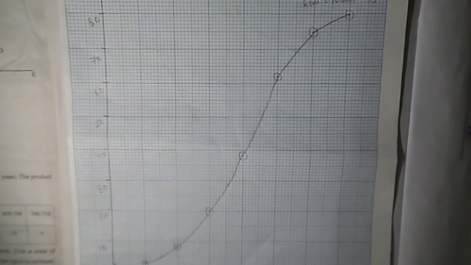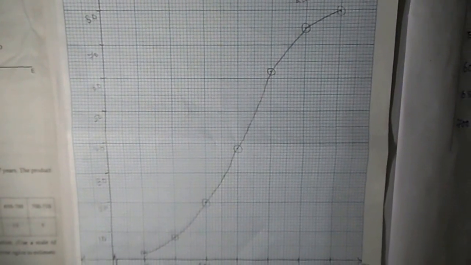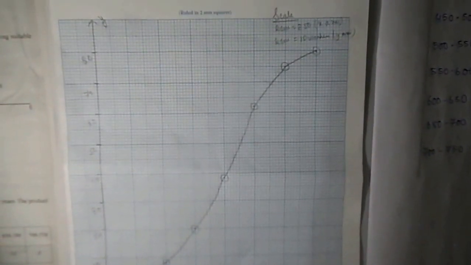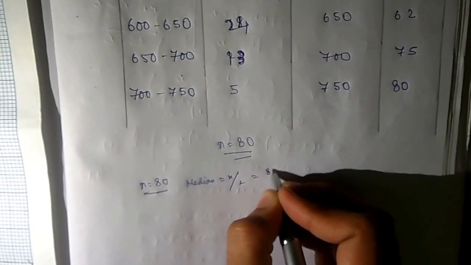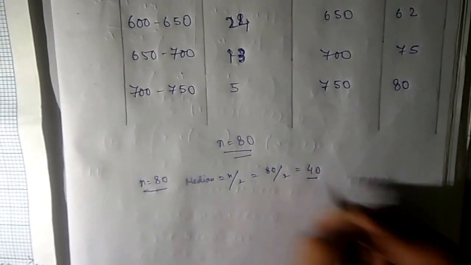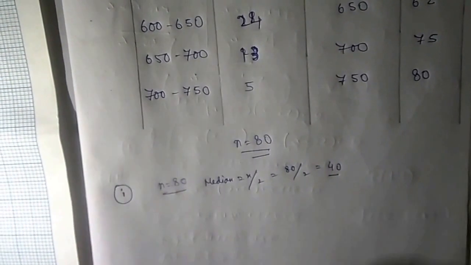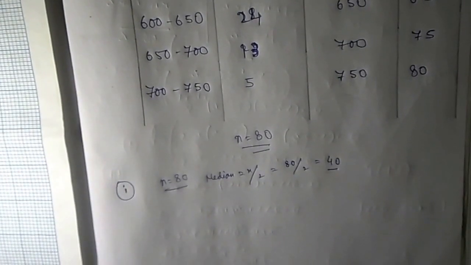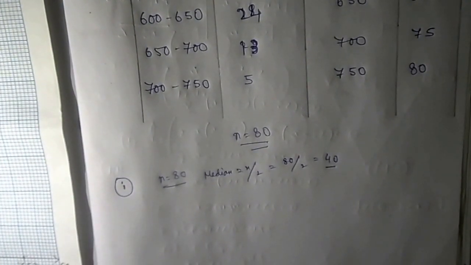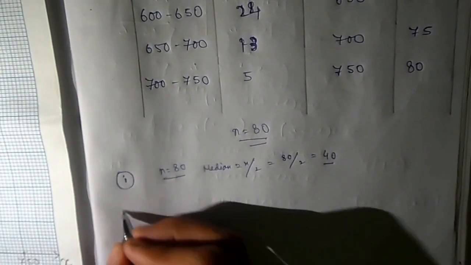Okay, so this is your ogive, an S-like structure. Now we have to solve some questions. The median, number one, the median wage of the workers. Now for median with n equals 80, median equals n by 2 is equal to 80 by 2 equals 40. Now we have to plot the cumulative frequency of 40 against the class interval, and we will get the answer. So let's first find the points, then we will plot it all together.